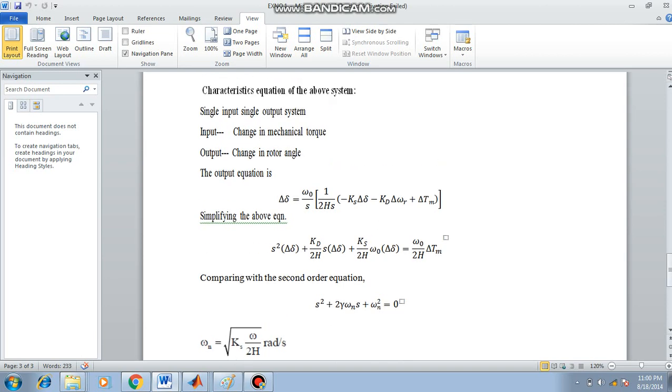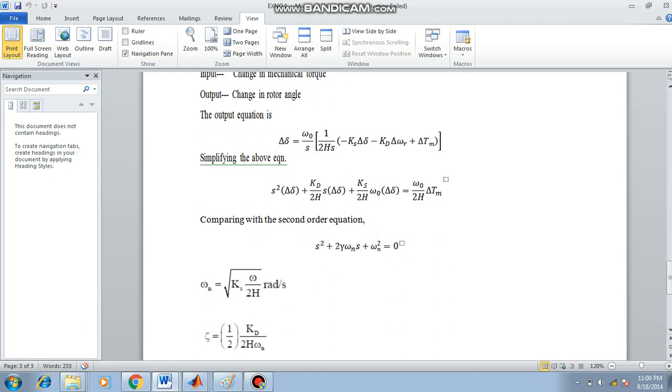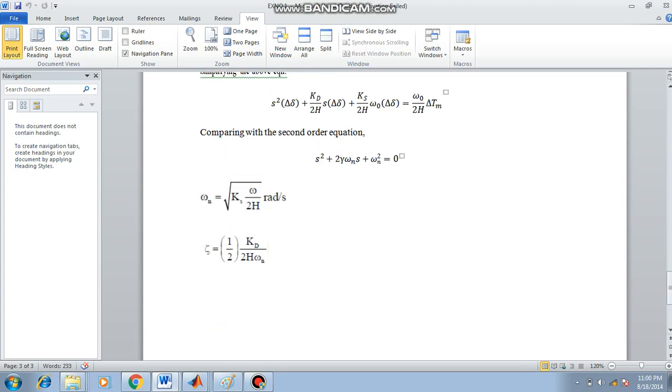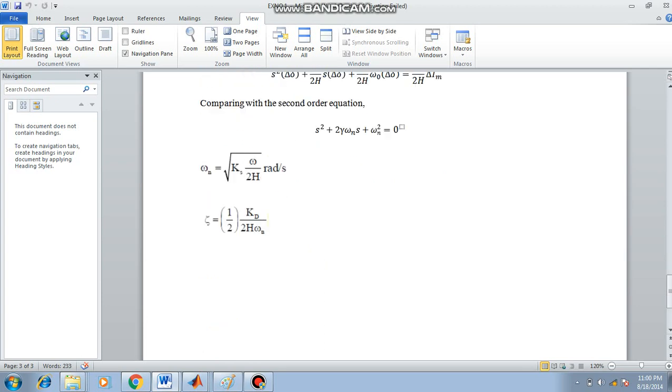Then you can simplify this and bring the s square term one side, s term next, and constant term. Then comparing with the second order equation, s square plus 2 eta omega n s plus omega n square, from that you can get the eta value and omega n value. With this we are going to draw the characteristic curve for different values of damping, that is different values of eta and omega n, and different values of Ks and Kd, see how these values are changing, draw the curve and then tabulate all the values. This is what we are going to do.